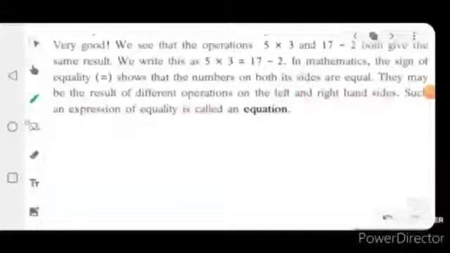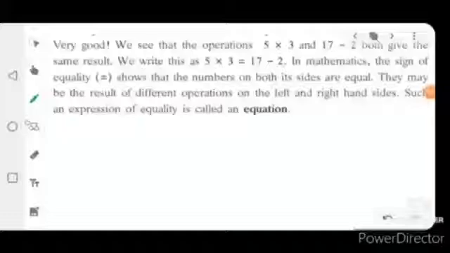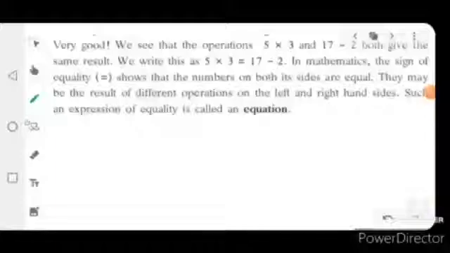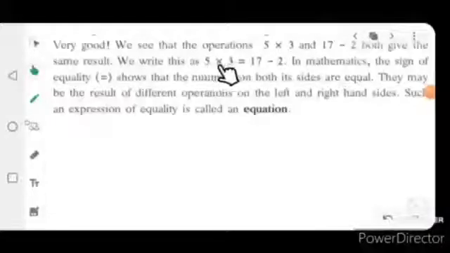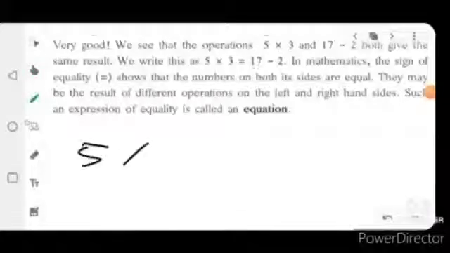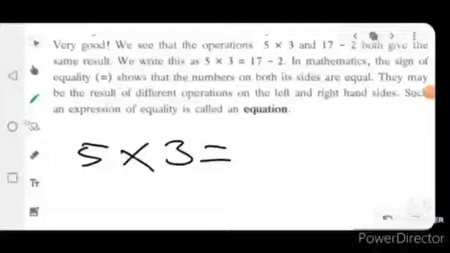Students, what do you mean by equations? In mathematics, the sign of equality shows that the numbers on both sides are equal. Whenever we put the equal sign, that expression is an equation, meaning both sides, RHS right hand side and LHS left hand side, are equal. Here one example is given: 5 3s are 15. You can write 5 multiplied by 3 is equal to 15.